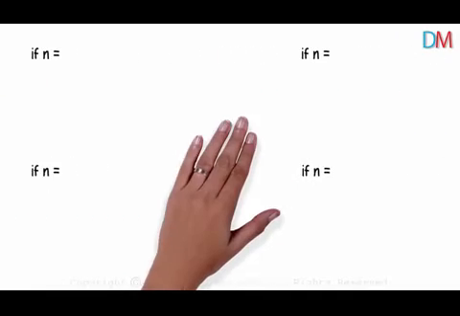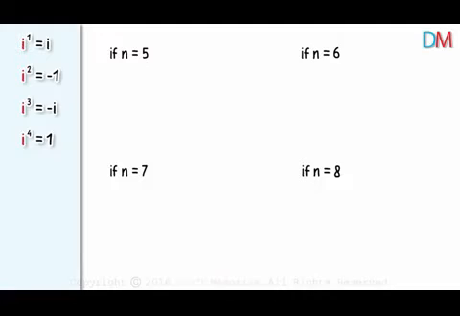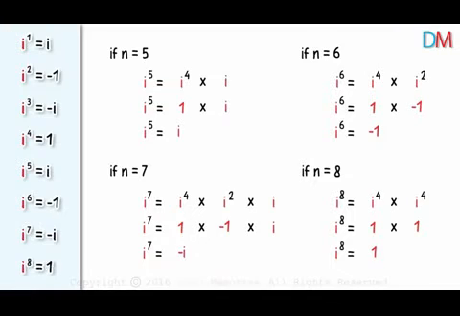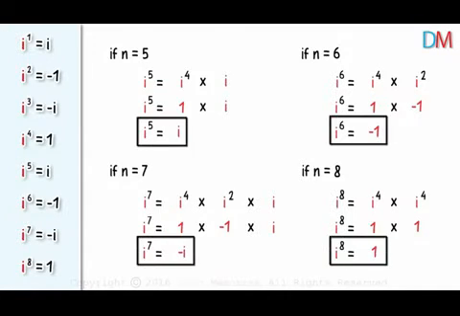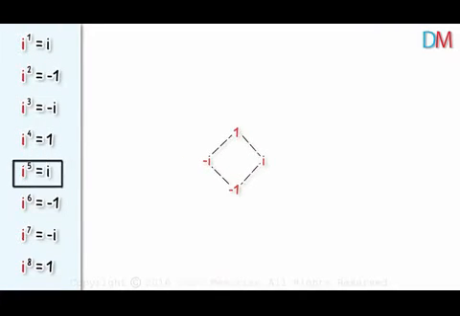Can you similarly work out further powers like 5th, 6th, 7th and 8th powers of i? Try it out and you will observe something interesting. And this is what we would get. Notice the cyclical pattern in the powers. i, negative 1, negative i, 1, and then again i, negative 1, negative i, and then 1.